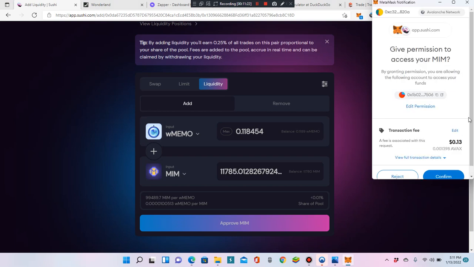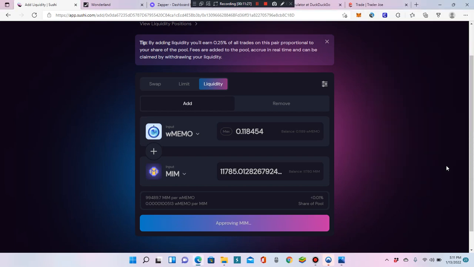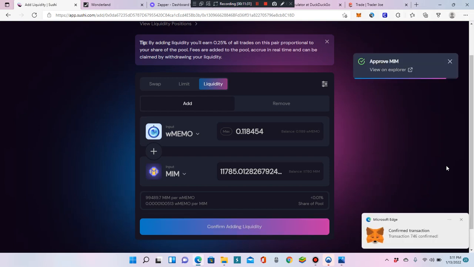And this should create our liquidity pair. I hope I didn't screw this up. I don't think I did, but if I did, it's costing me $500. So let's hope that I didn't. And now we can just go into here.